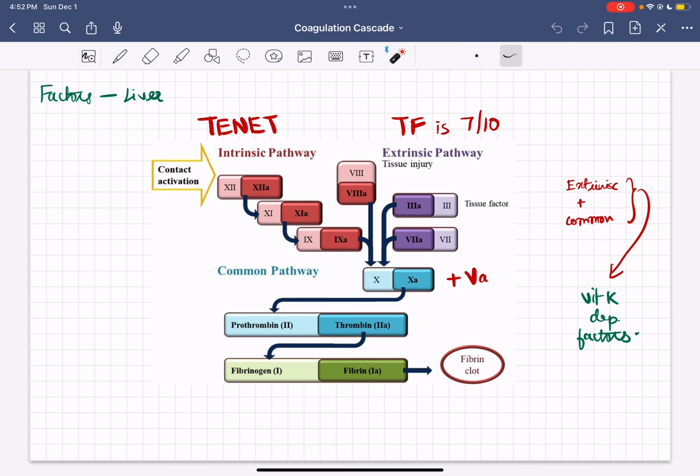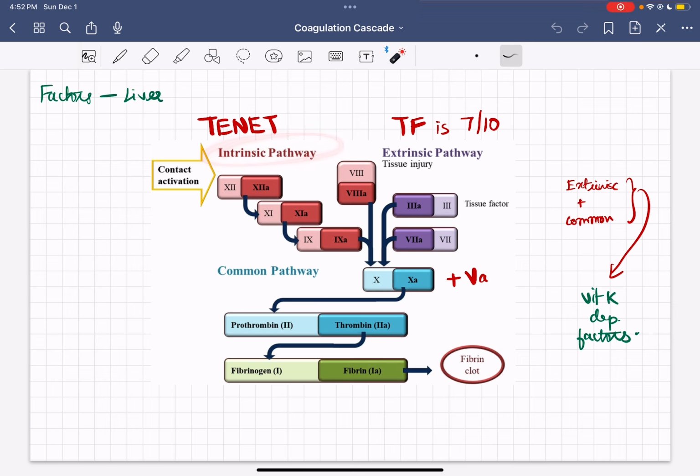So as you all know, the coagulation consists of two pathways, the intrinsic pathway and the extrinsic pathway, right? So what I want you to remember is, for the intrinsic pathway, remember the word TENET. If you know the Christopher Nolan movie, then just remember the word TENET, okay? And for the extrinsic pathway, just remember tissue factor is 7 out of 10, okay? So TENET and tissue factor is 7 out of 10. Now let me relate it to this.